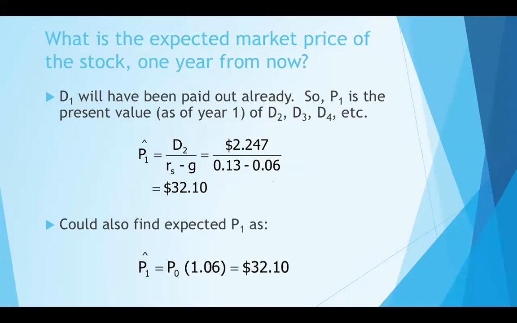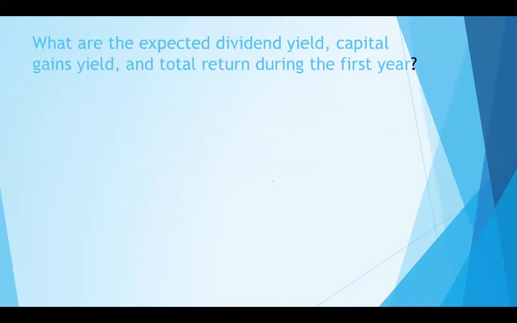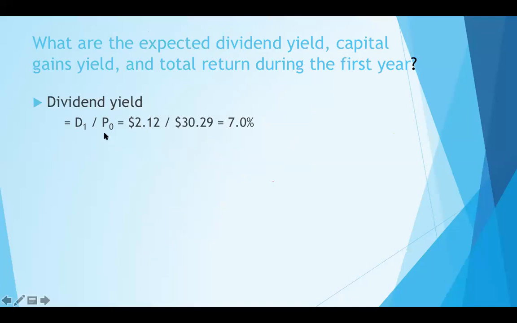We already calculated the price one year from now. Okay, so let's calculate the dividend yield. Dividend yield is the next year's dividend we will receive, D1. If you buy a stock today, right now, the dividend will be paid to you next year, not immediately, right? So your dividend will be 2.12. We already calculated 6% more, right? And you need to pay 30.29, today's price. If you divide these two, your dividend yield is 7%.